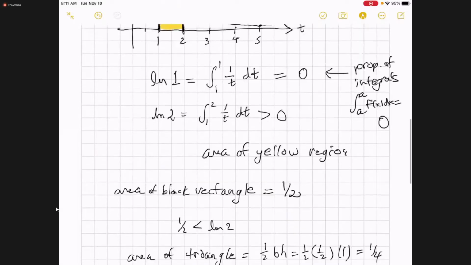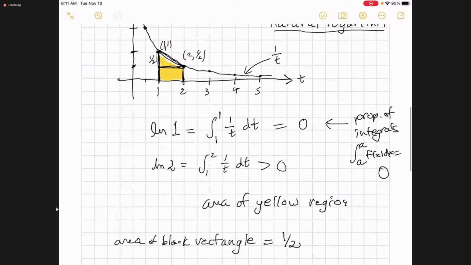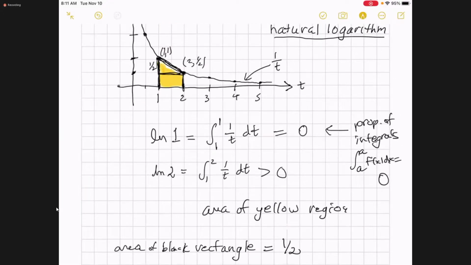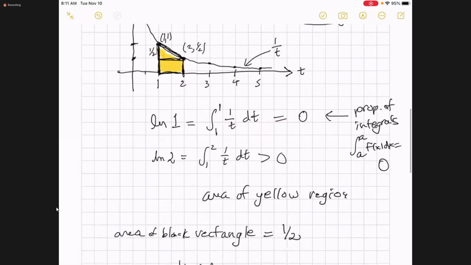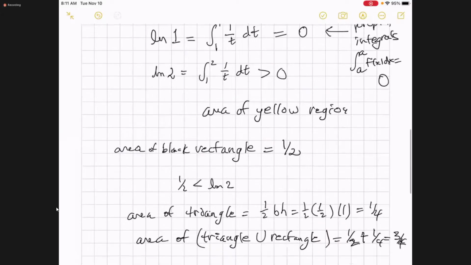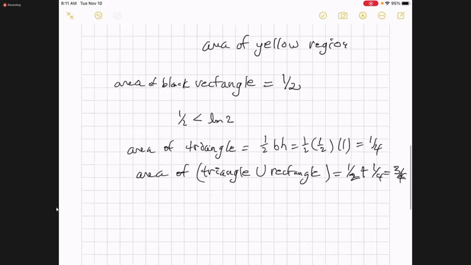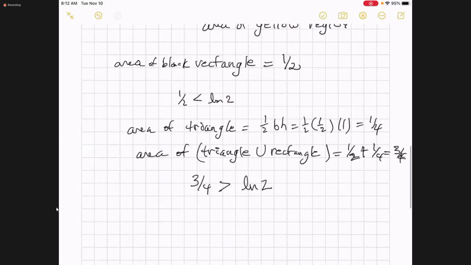And since this is a trapezoid, I guess, that trapezoid contains the yellow region. It has area bigger than the natural log of 2. So 3/4 is bigger than the natural log of 2. So that means we know at least that 1/2 is smaller than the natural log of 2, which is smaller than 3/4.